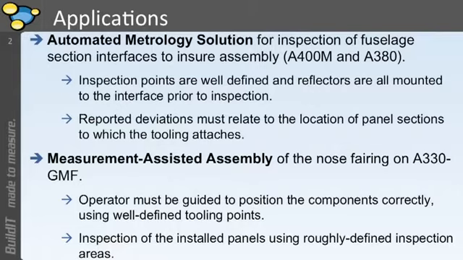And in this case, the inspection was done on panels using roughly defined inspection areas. So the tooling was not directly attached to the part itself, but we had general areas and we wanted to inspect the surface at these rough locations to make sure that the sub-assemblies were positioned correctly.